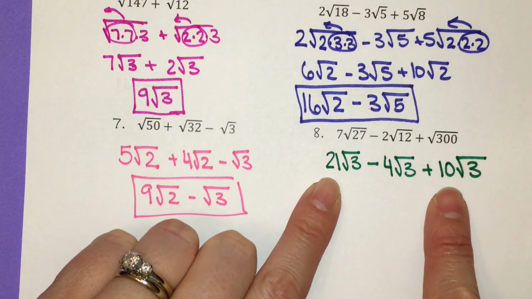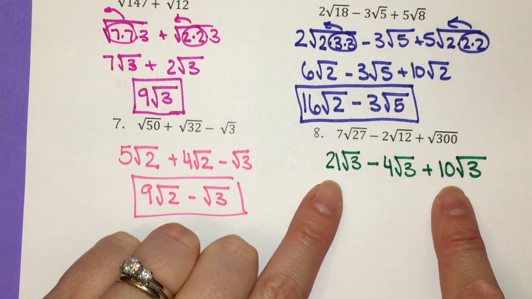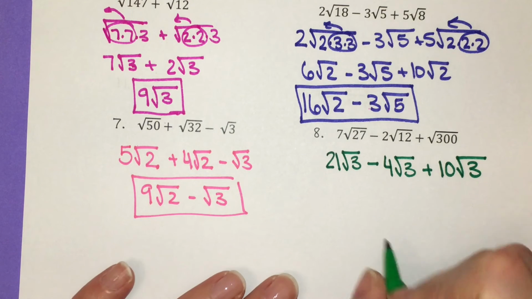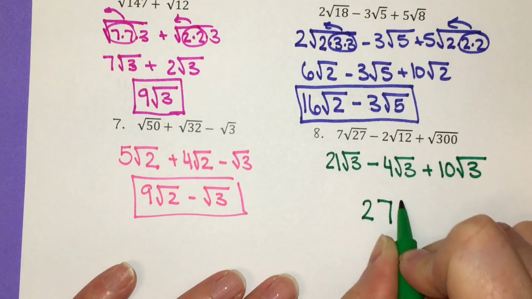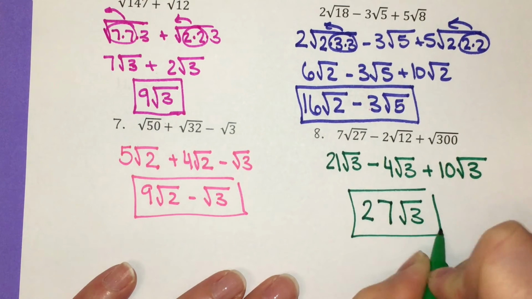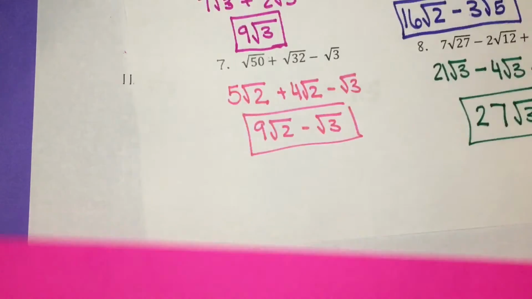So we have 21 plus 10, or sorry, 21 minus 4 plus 10. So we get a total of 27 square root of 3. All right, a couple more that we need to do.